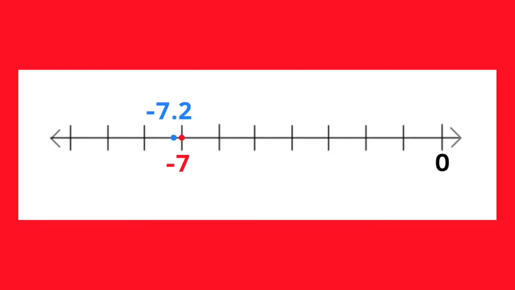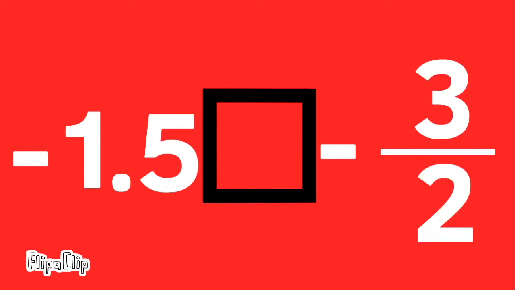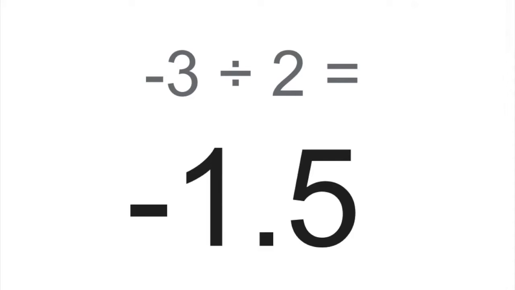-7 2/10 compared to -7. -7 2/10 is further to the left on the number line than -7, making -7 2/10 smaller or less than -7. -7 2/10 is less than -7. -1 5/10 compared to -3/2. -1 5/10 is equal to -3/2 because -3/2, or -3 divided by 2, equals -1 5/10 or -1.5.